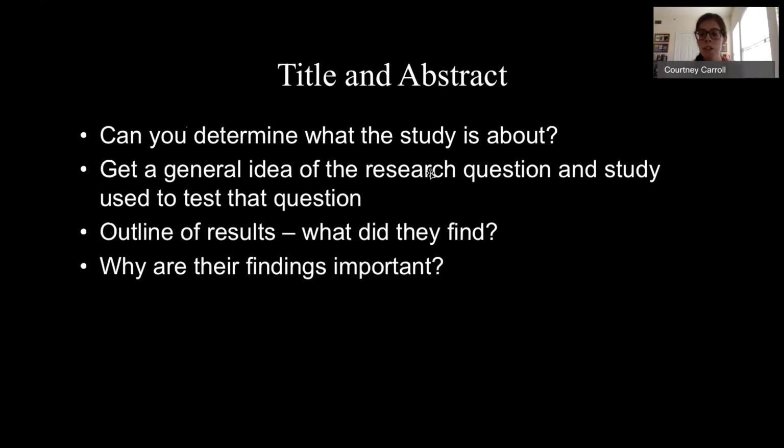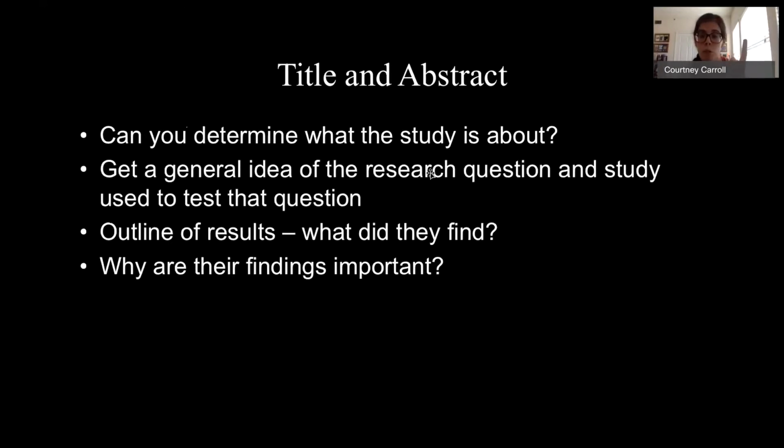So first, you're going to look at the title and the abstract. So I have a paper example here that I've been reading up. So you're going to look at the title, and then you're going to look at the abstract. So in this paper, the abstract is on the next page. Can you determine from the title and the abstract what the study is about? You want to get a general idea of the research question and how they did a study to answer that question or to test that question.